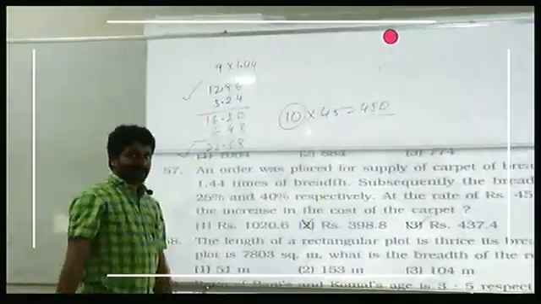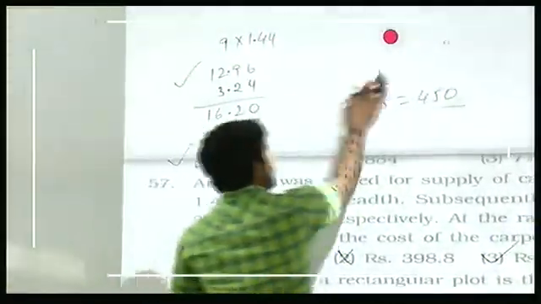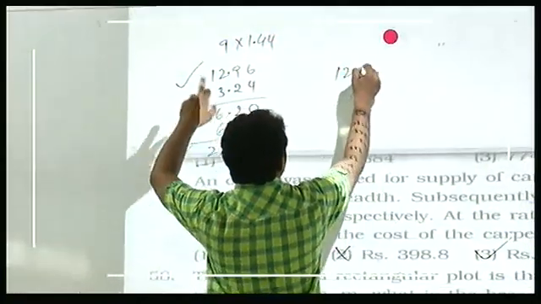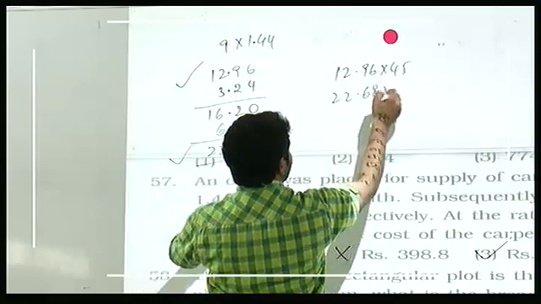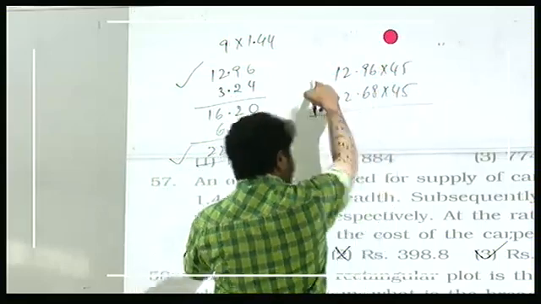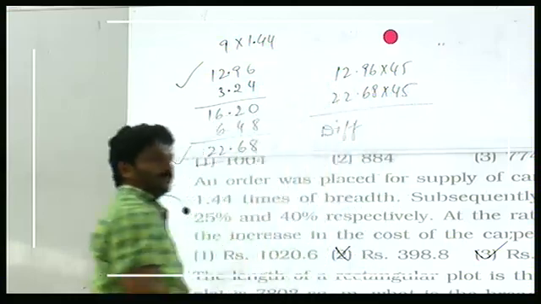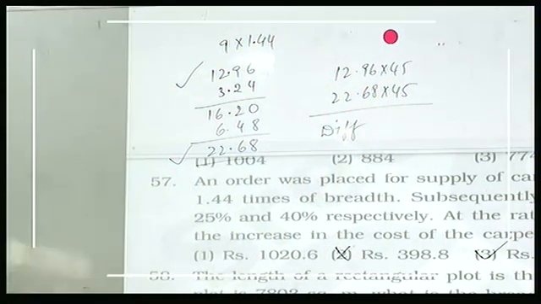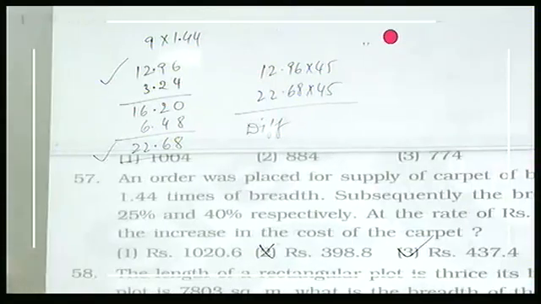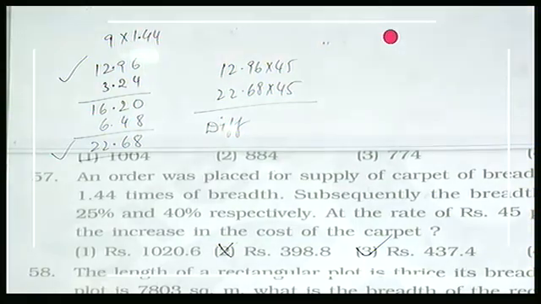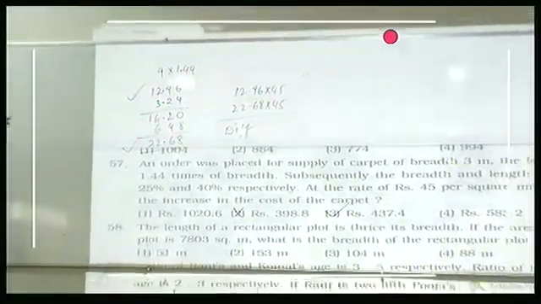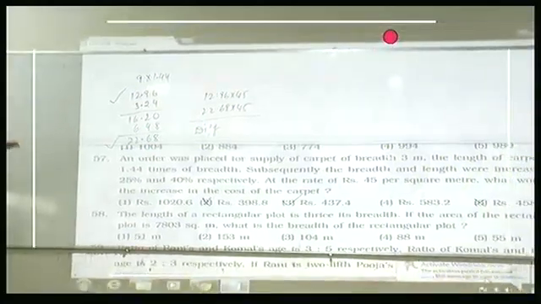Why is it 10 here? It is the change in area. If you want to calculate the actual answer, 12.96 into 45 and then 22.68 into 45, and you need to take the difference of these two numbers. That again takes time. The answer is a multiple of 9, with that reason you can eliminate the fifth option. The difference is nearby 10, not exactly 10 but nearby 10. 10 times 45 is 450. The answer should be nearby that. That's it. Next.